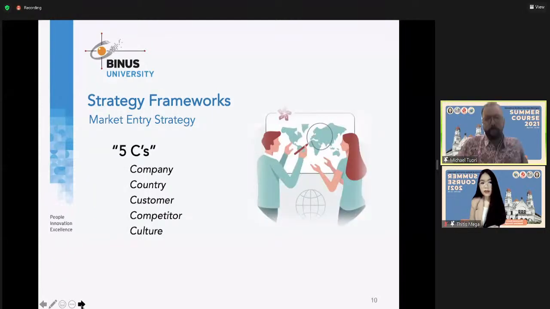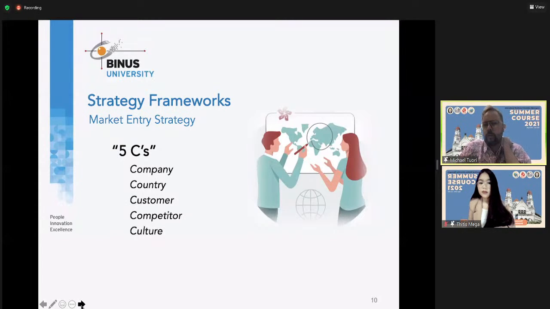So the framework now, we start talking about market entry strategy. The framework we're going to use is just called 5 C's. One thing is that there's a lot of frameworks that we could use. There's a lot of different ways to make a market entry strategy. It doesn't matter really what framework we use. We just want to make sure that we use one framework and we use it in the right way.